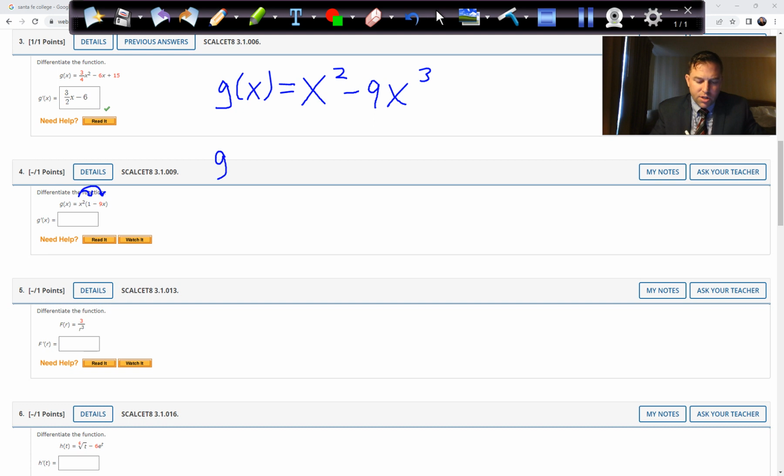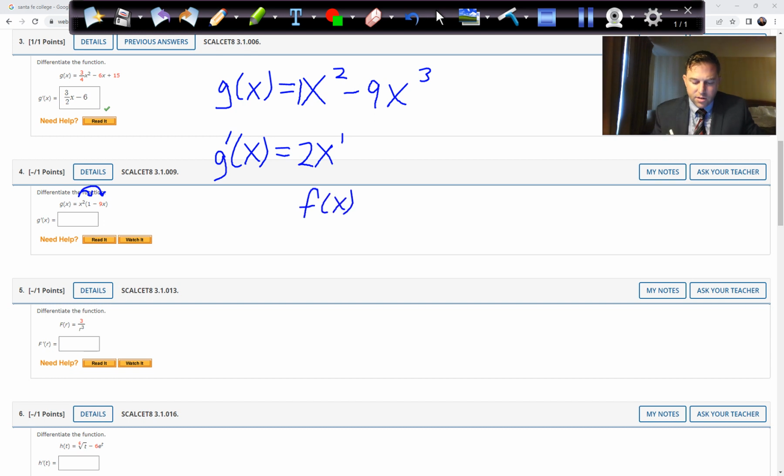Okay, we know g prime of x is 2x to the first. So that 2 will multiply into this 1 here and become 2, and the x^2 will become x^1. But we don't know how to handle x to the third. So I think this would be a good spot to show you the general rule.